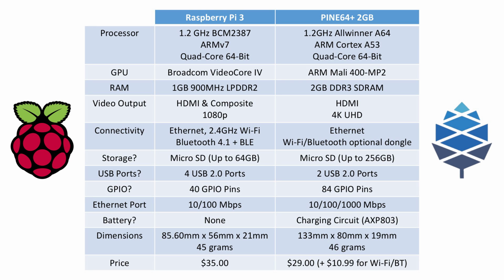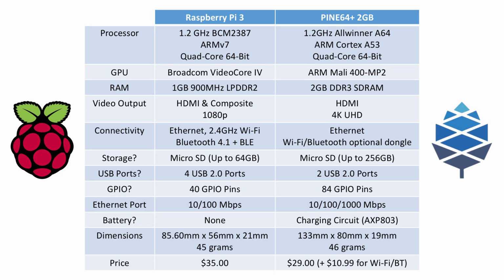There's a charging circuit, and the board is $29. So if you get a Raspberry Pi, you won't have a charging circuit, and you're also paying $35. But if you do want the integrated Wi-Fi and Bluetooth on the Pine A64, it is another $11 adapter, aside from the $29 cost of the top tier board.